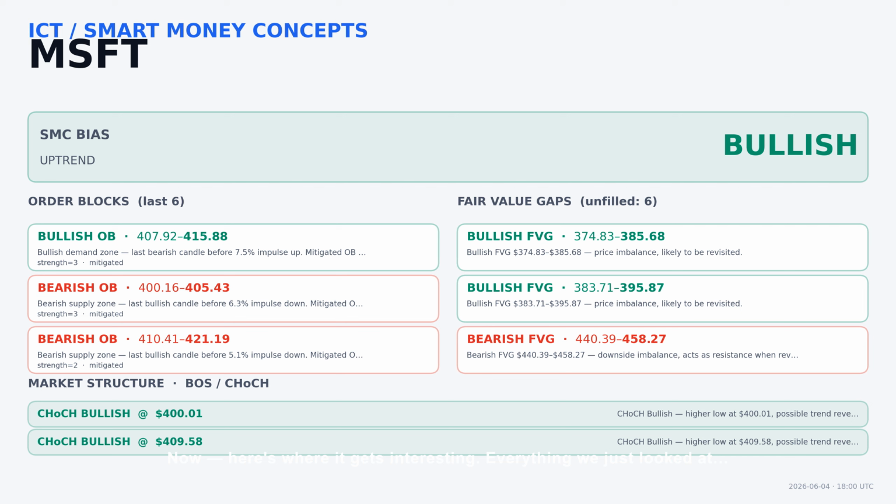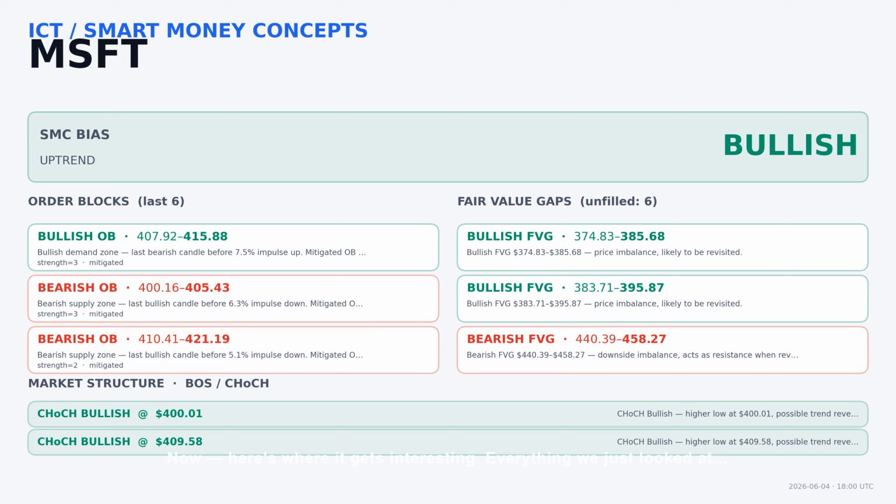On the daily chart, the SMC bias is bullish, with an uptrend market structure. The most recent order block is a bearish zone between $410.40 and $421.99. That's where institutional orders are likely parked. We've also got an unfilled bearish fair value gap between $440.39 and $458.27. Price tends to revisit these imbalances.